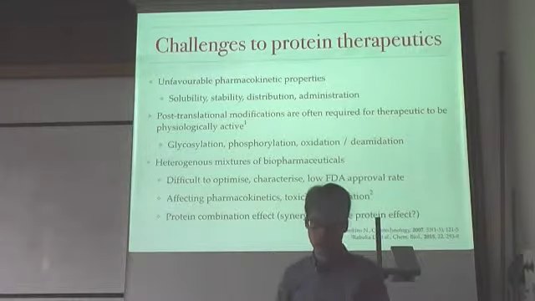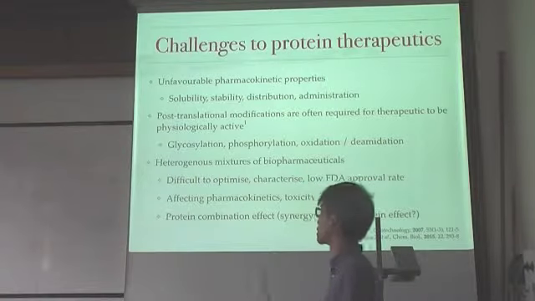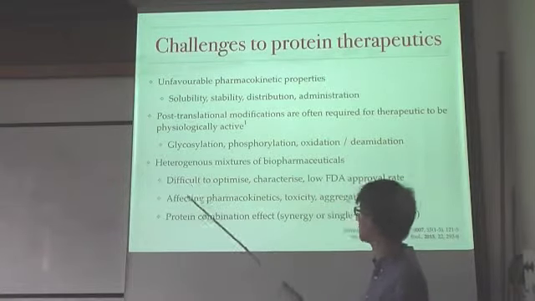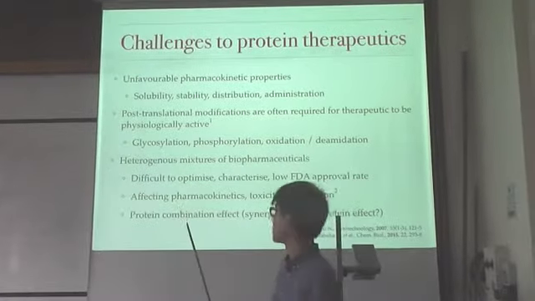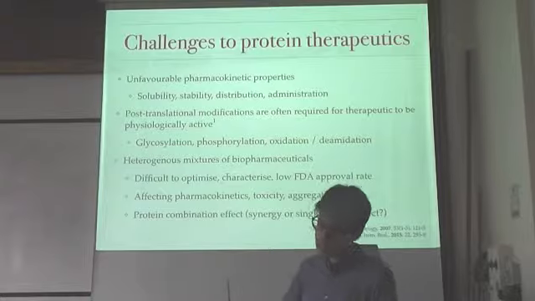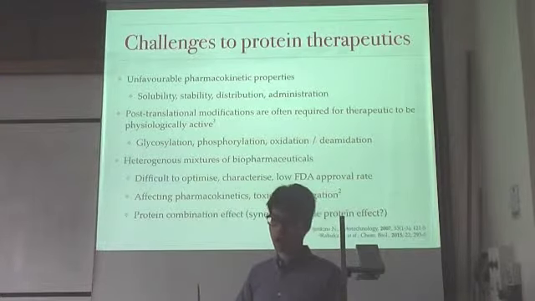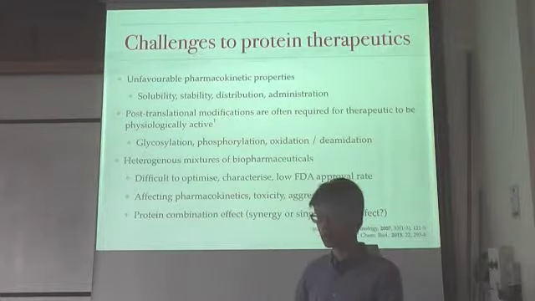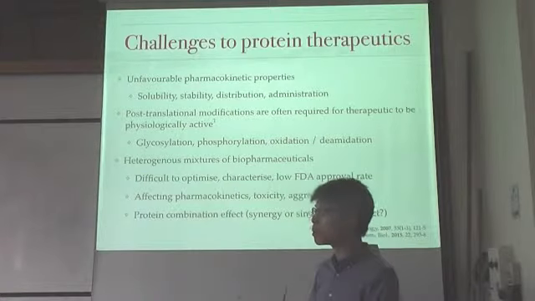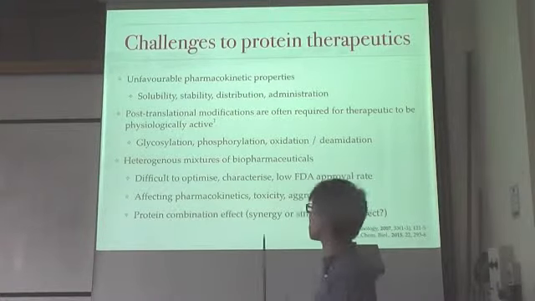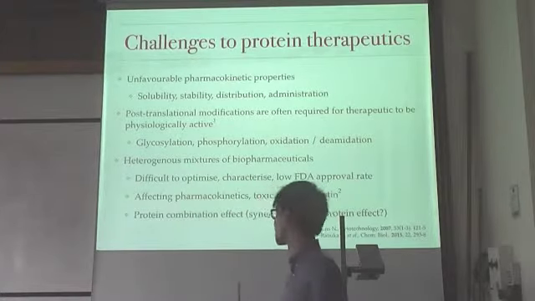In addition, we have heterogeneous mixtures of biopharmaceuticals. This is a major issue in the industry because it is very difficult to optimize and characterize these mixtures, and you often result in low FDA approval. It's something similar to traditional Chinese medication, where there are a number of chemicals that are working in tandem to elicit therapeutic effects. So how do you determine which one of these chemicals or which one of the protein therapeutics is actually responsible for the effect?